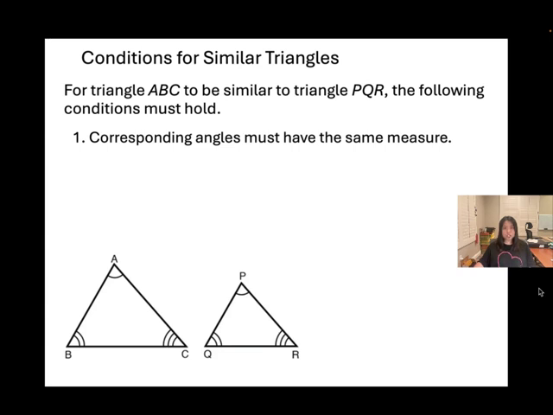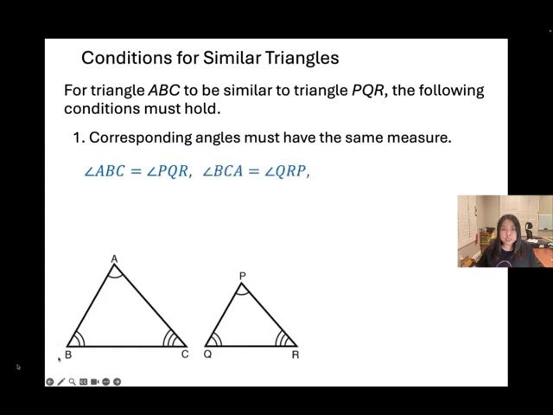Condition for similar triangles. For triangle ABC to be similar to triangle PQR, the following condition must hold. Corresponding angles must have the same measure. This is talking about angle ABC being equal to angle PQR. So angle B will be equal to angle Q.